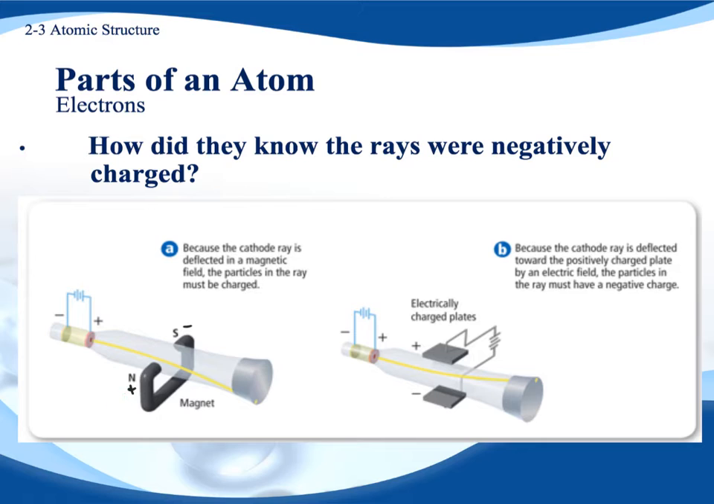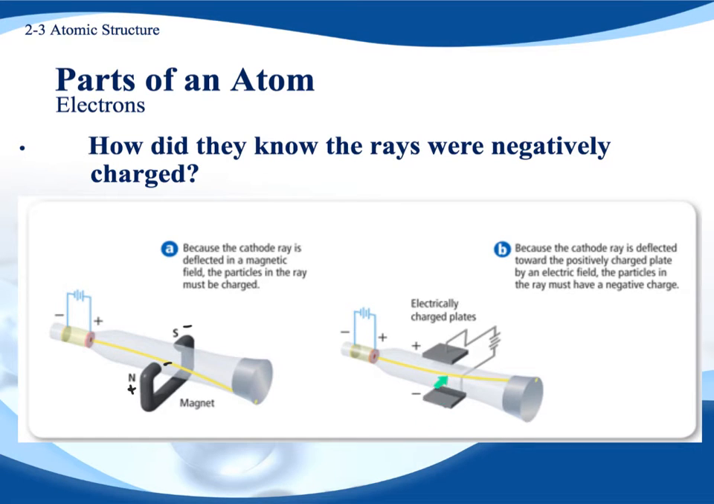So if it's bending towards the positive side, that means the beam itself must be negative. Opposite charges attract. So it's bending towards the north end of the magnet, so we know that this beam is negatively charged. So we know it's in everything. We know it's negatively charged. We're not quite sure of the exact value of the charge yet, though.